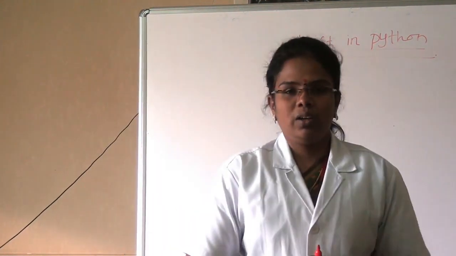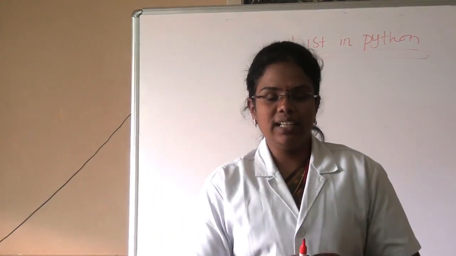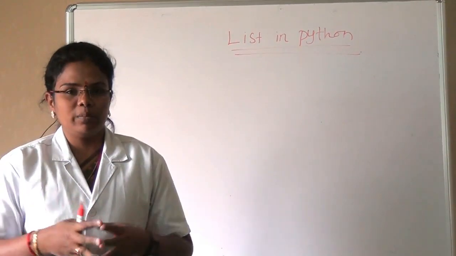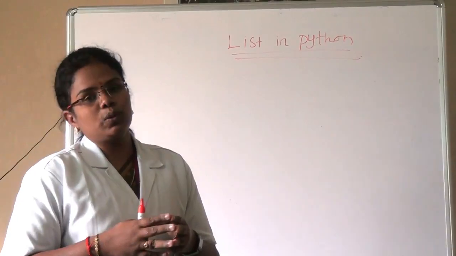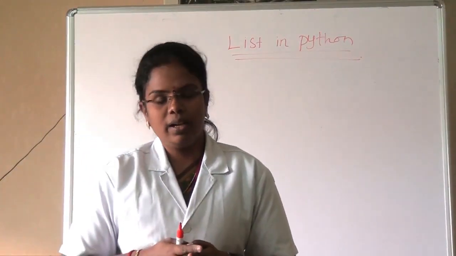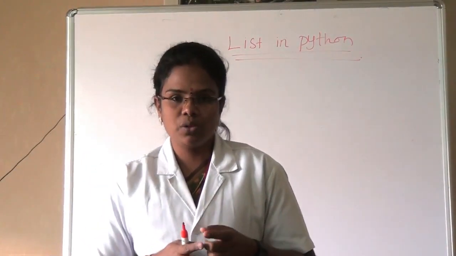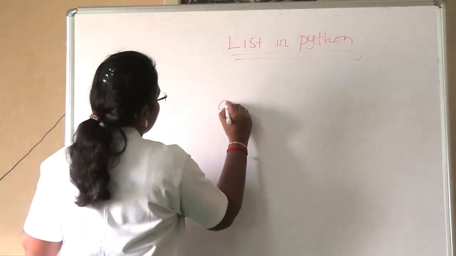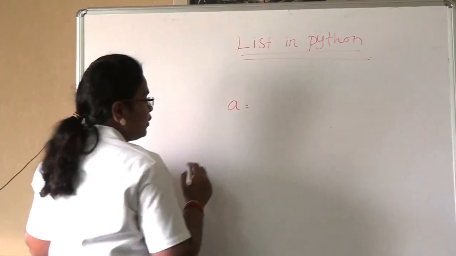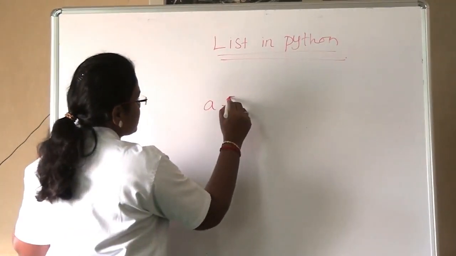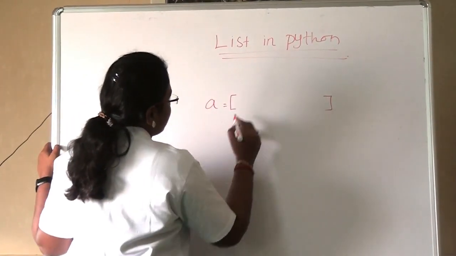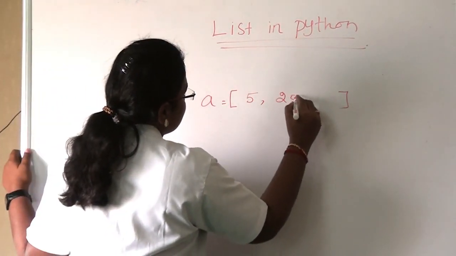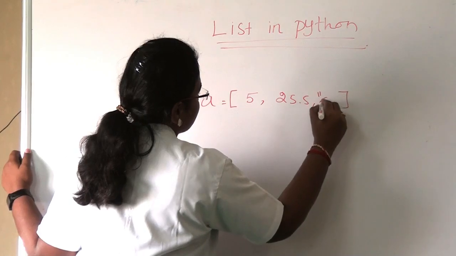Good evening to all. Today we are going to see about list in Python. Like arrays, we are going to store some group of elements. An array is used to store homogeneous elements, but in the case of a list, we can store heterogeneous elements. For example, A equals, the group of elements can be denoted by using square brackets. You can store an integer number, a float number and a string.